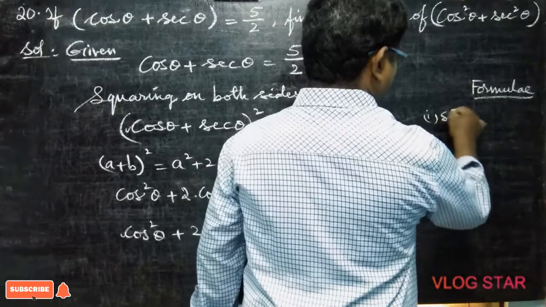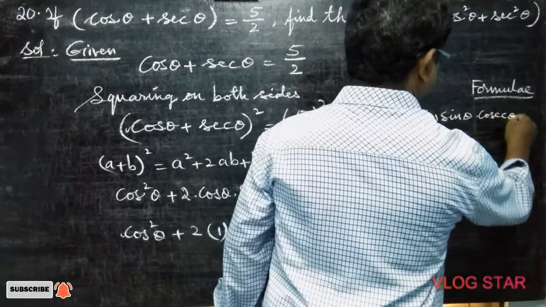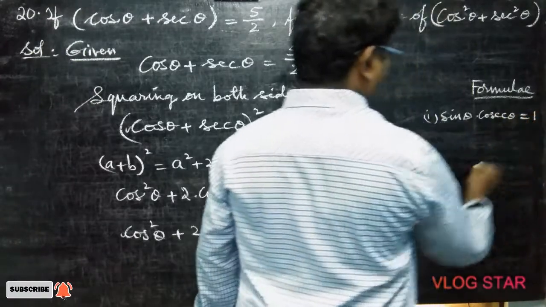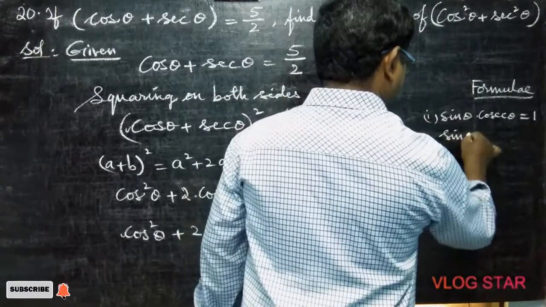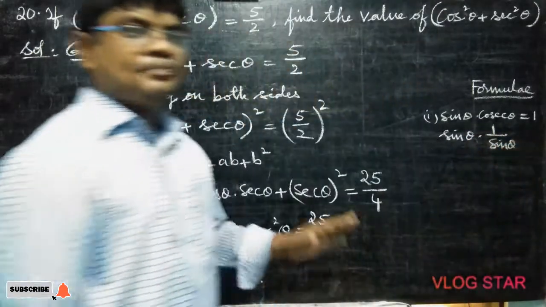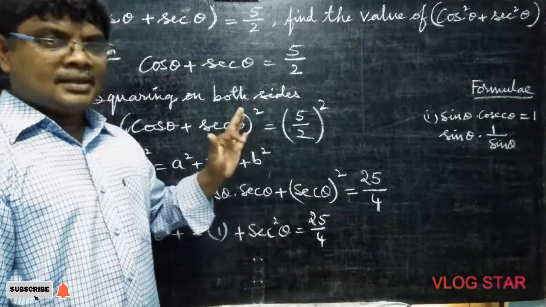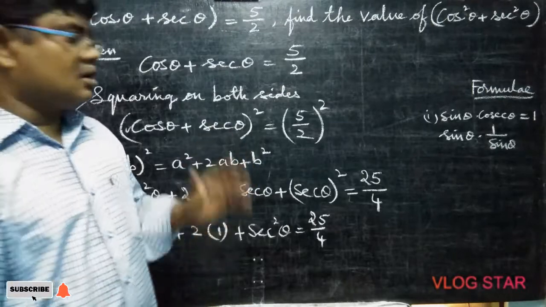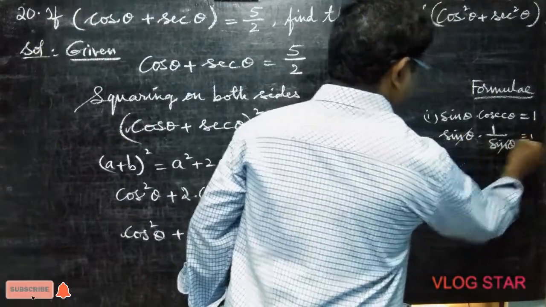First one, sin theta into cosecant theta is equal to 1. How? Reciprocal of cosecant is 1 by sine only. I told you, if you learn the first 3, the next 3 are automatic. Sine, cos, tan. Reciprocals are cosecant, secant, cot. So sine theta goes one time and you get 1 here.